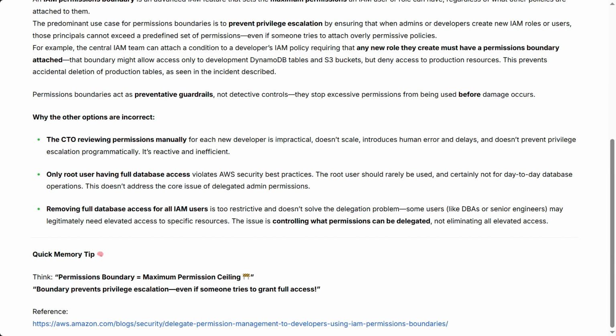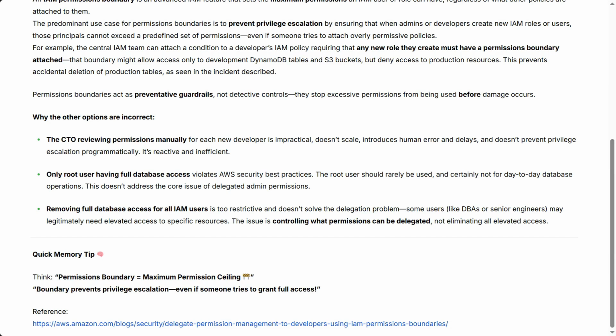The CTO reviewing permissions manually for each new developer is impractical, doesn't scale, introduces human error and delays, and doesn't prevent privilege escalation programmatically. It's reactive and inefficient. Only root user having full database access violates AWS security best practices. The root user should rarely be used, and certainly not for day-to-day database operations. This doesn't address the core issue of delegated admin permissions.